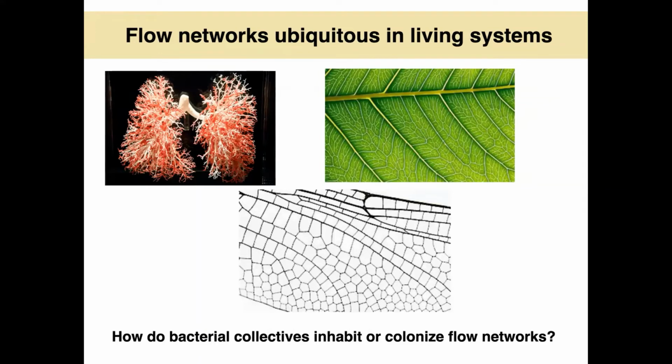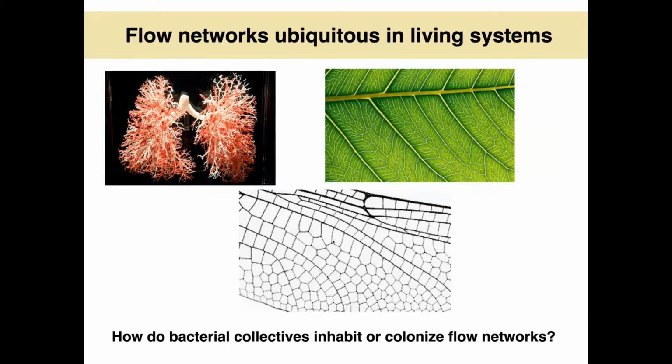And one of the themes that you see in living organisms is that there are fluidic networks. Flow networks are ubiquitous in living systems. You can talk about a lung where there's air and water flow. You can talk about leaves where there's fluid flow, or wings of insects, you name it. There are really interesting networks of flow.